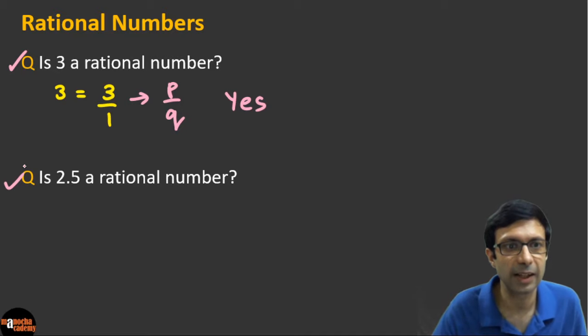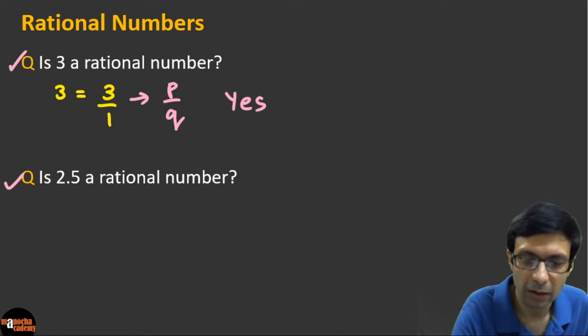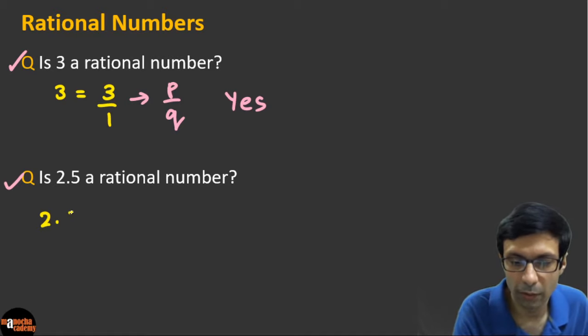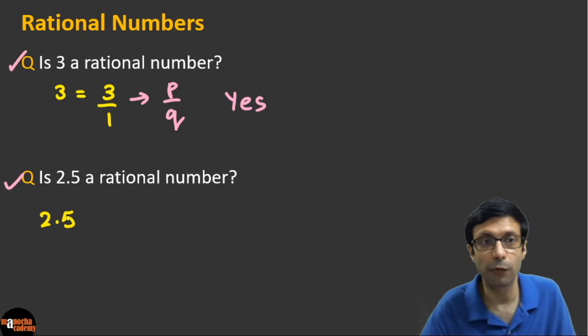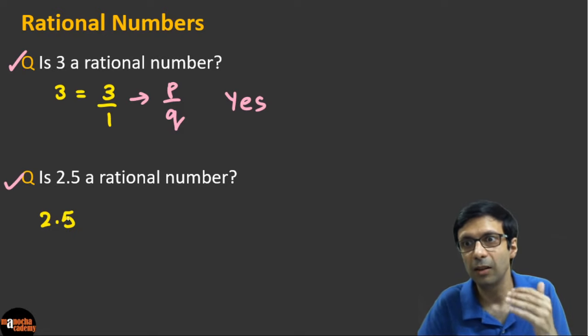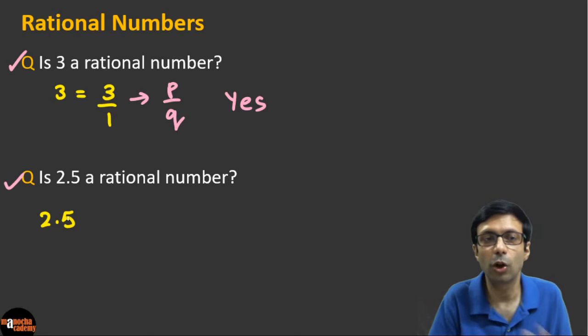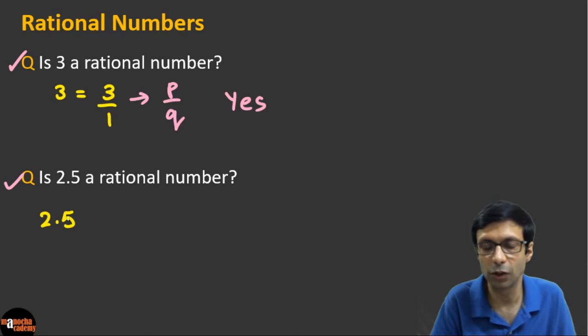So I see yes, yes, no. Right? So is 2.5 a rational number? Again, we'll do the same thing. If you take 2.5, it's in decimal form, and rational numbers are p by q, right? Because you can always convert decimal to fraction, fraction to decimal, right?